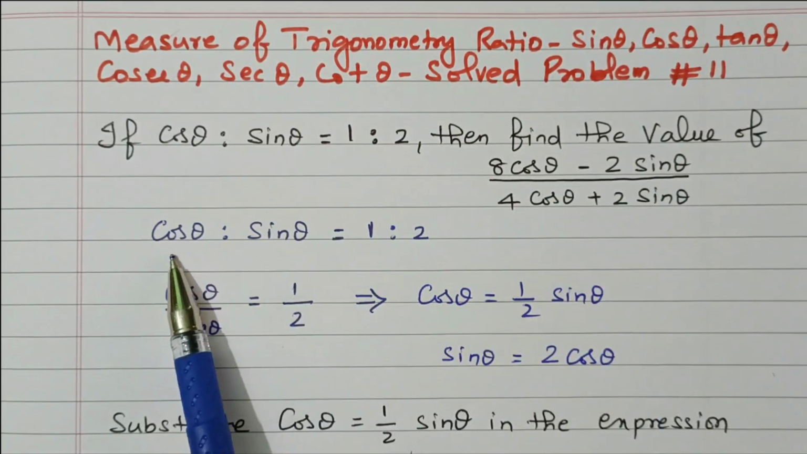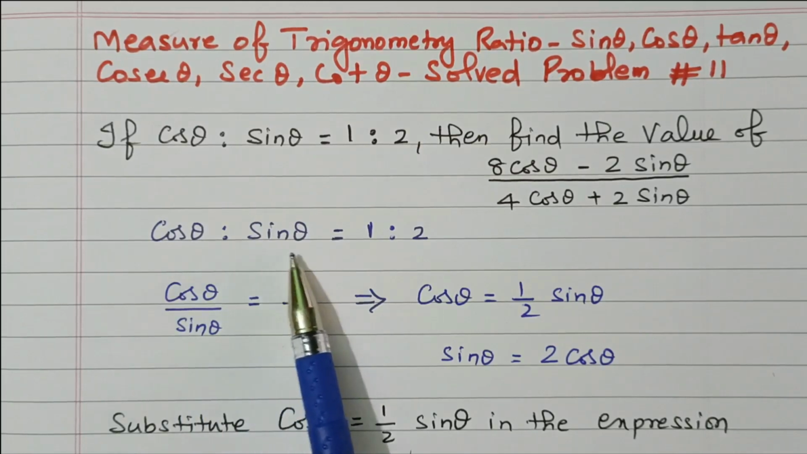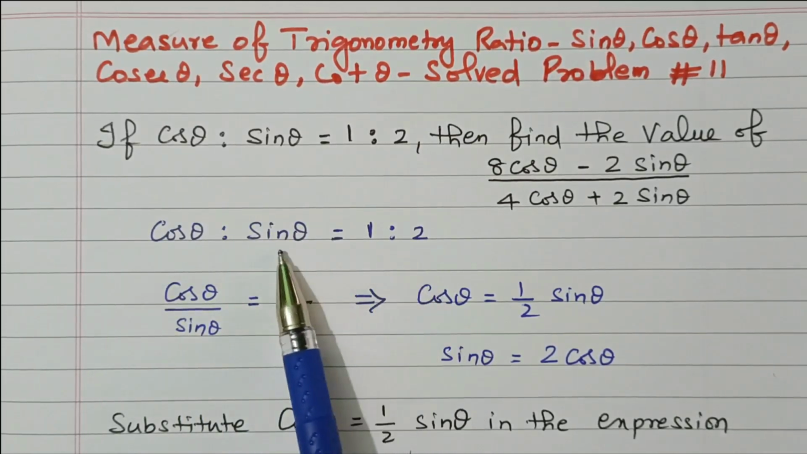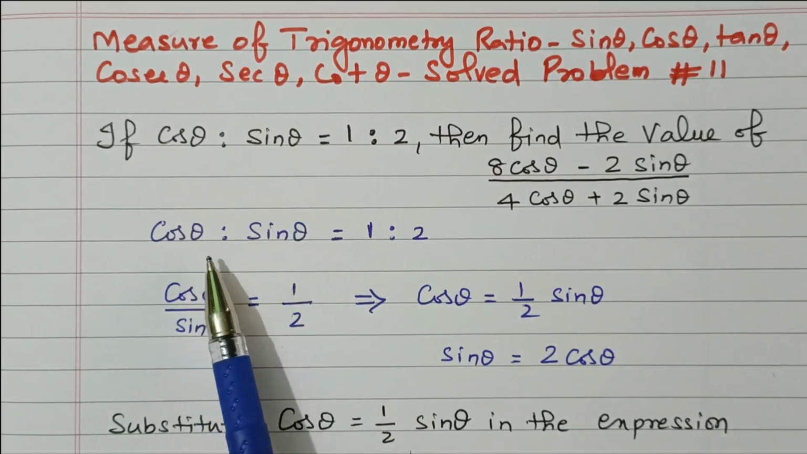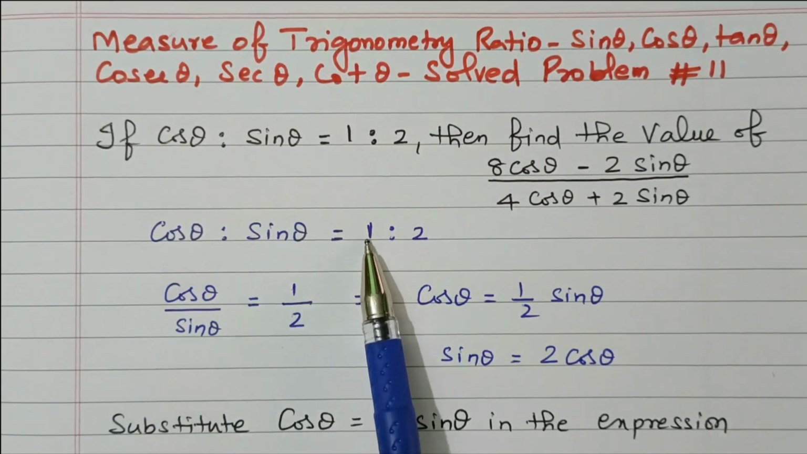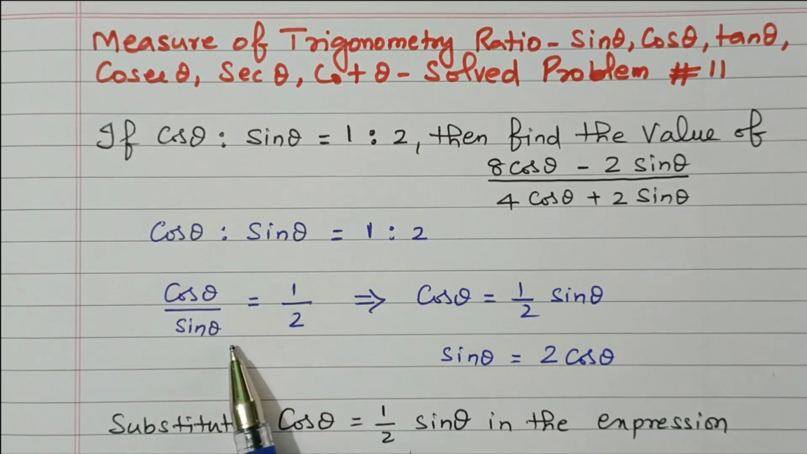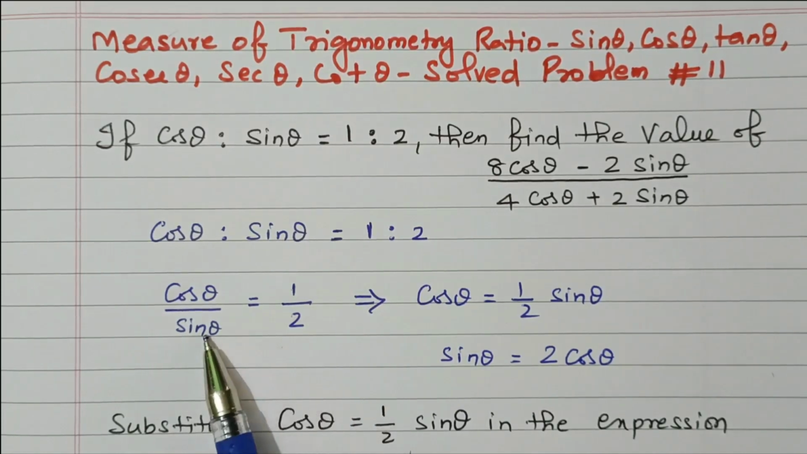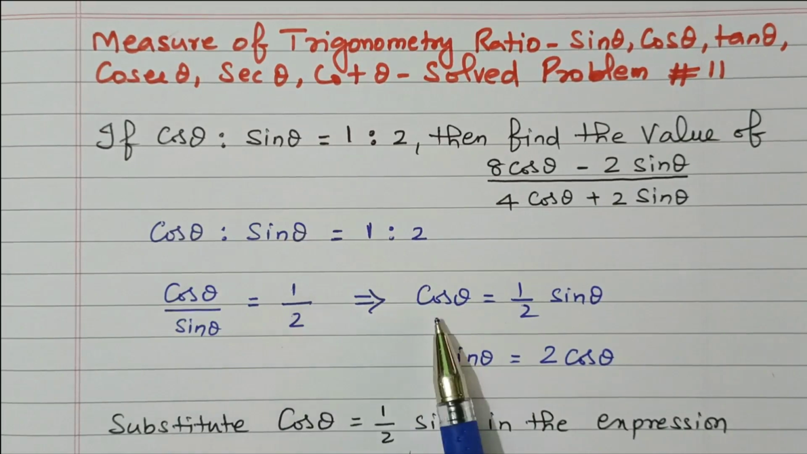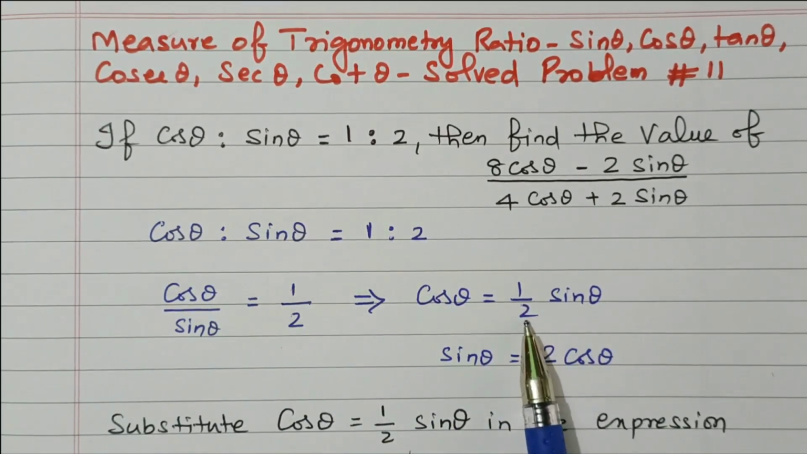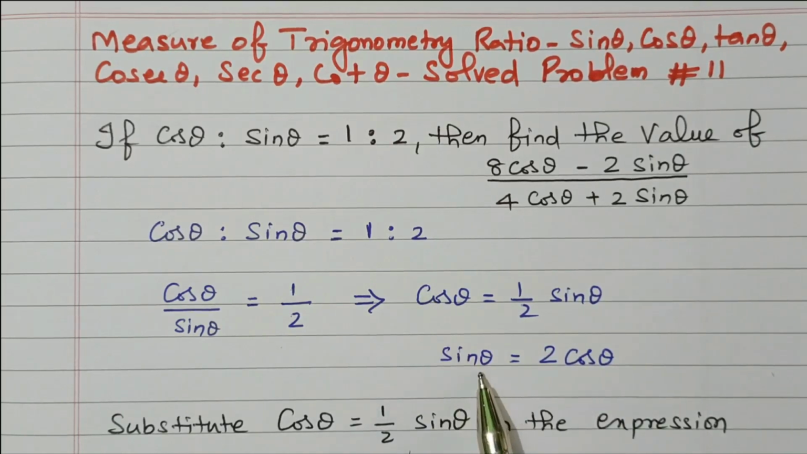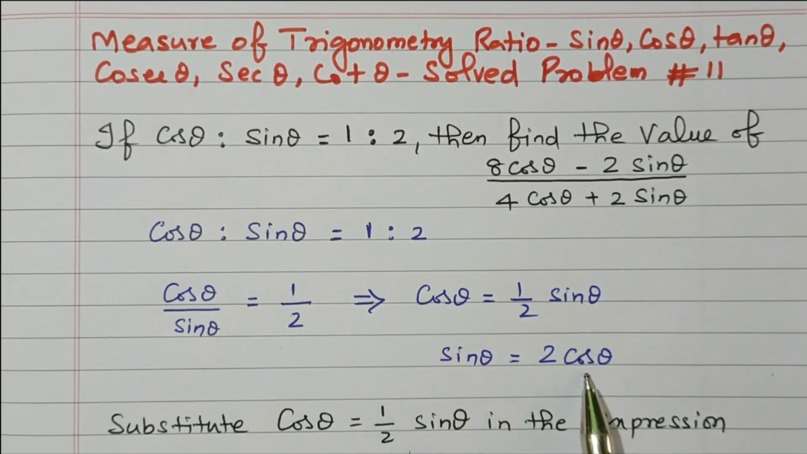So first we will see the ratio. Cos theta is to sin theta equal to 1:2. So this can be written as cos theta by sin theta equal to 1/2. Cos theta divided by sin theta equal to 1 divided by 2. You cross multiply this, you bring this sin theta to this side. So cos theta equal to 1/2 sin theta. Now multiply these two on this side, so that sin theta equal to 2 cos theta.